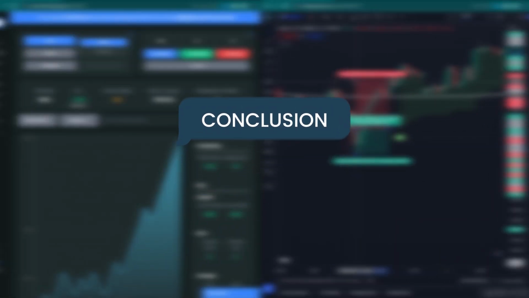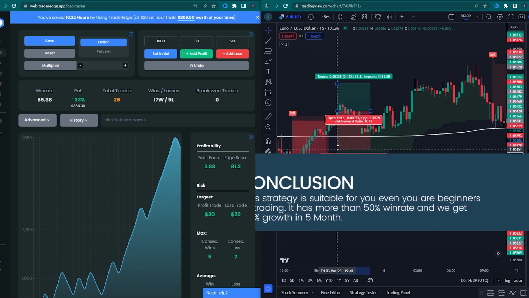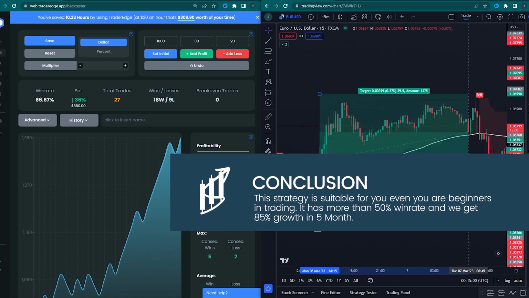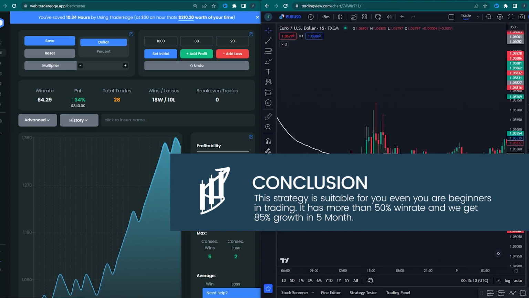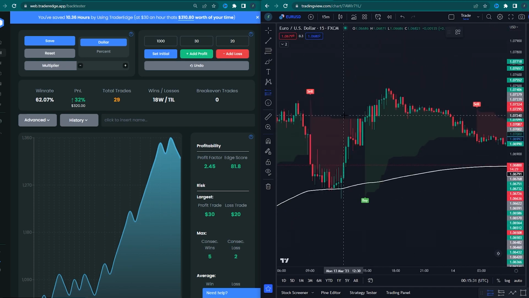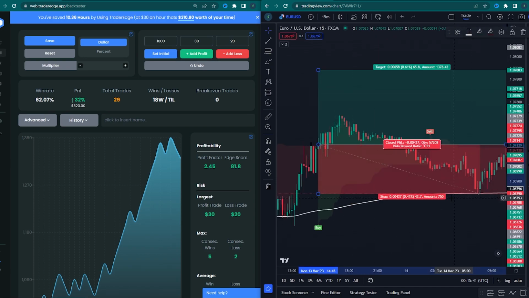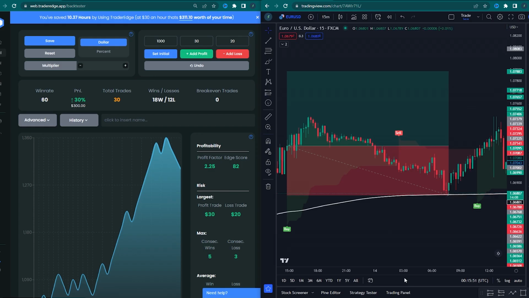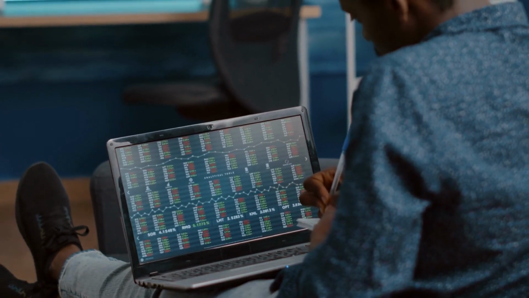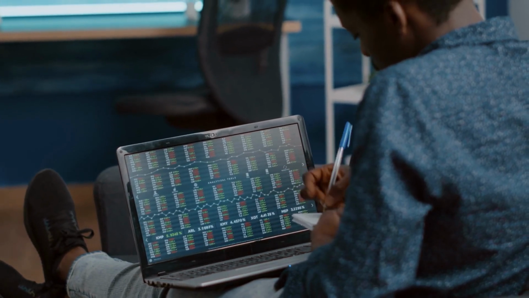Conclusion. This strategy is suitable for you even if you are a beginner in trading. It has more than a 50% win rate and we get 85% growth in 5 months. But the 100% win rate claim is not true. So that's all about how to make 85% in 5 months with this strategy.